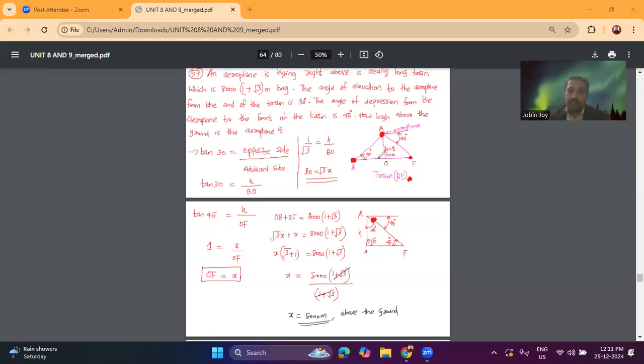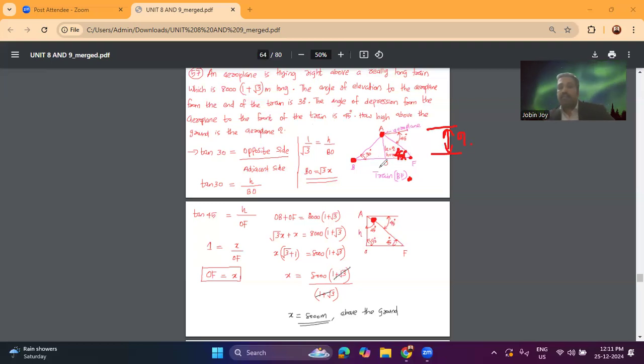The angle of elevation to the aeroplane from the end of the train, this is the end of the train, from here to the aeroplane, this angle of elevation is 30 degree. And the angle of depression from the aeroplane to the front of the train is 45 degree. Angle of depression means this is the horizontal and this angle is 45. This angle is called angle of depression, given as 45 degree made with the horizontal. How high above the ground is the aeroplane? You have to calculate this height, the height of this aeroplane from the ground.